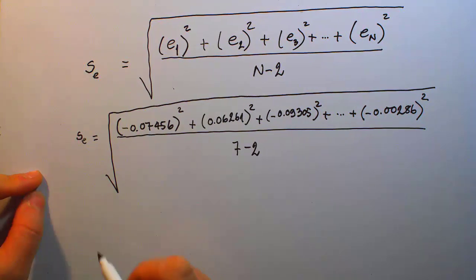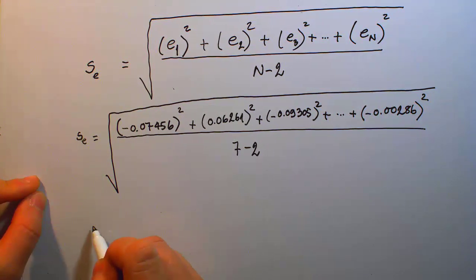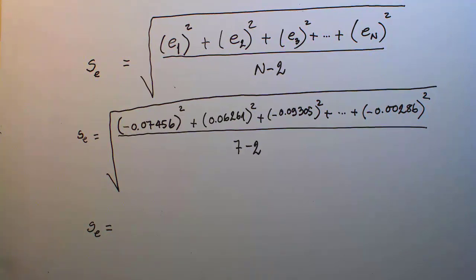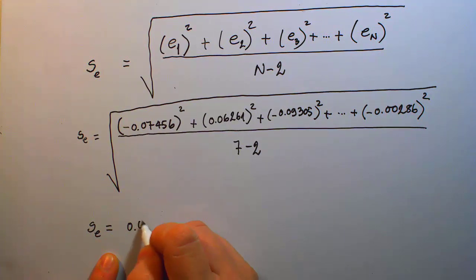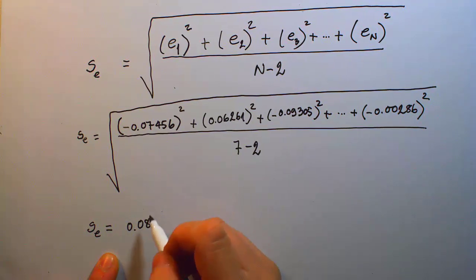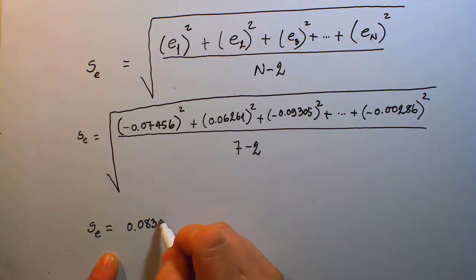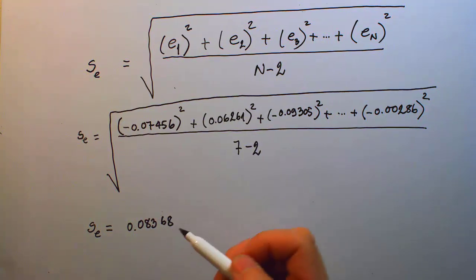Now I'm ready for my final calculation. So SE equals, all right, the calculation comes out to SE equals 0.08368. Five decimals, that should be good. But what is this telling us?